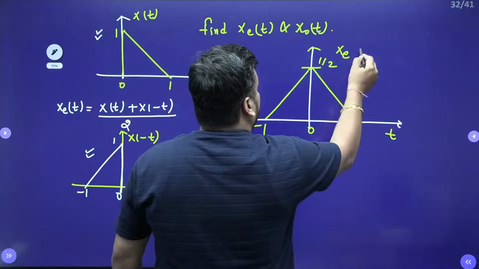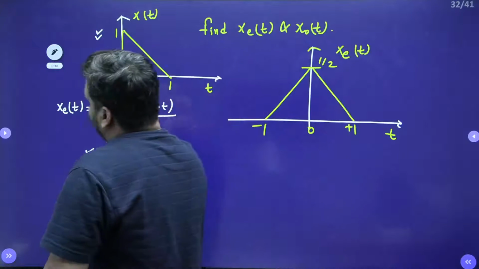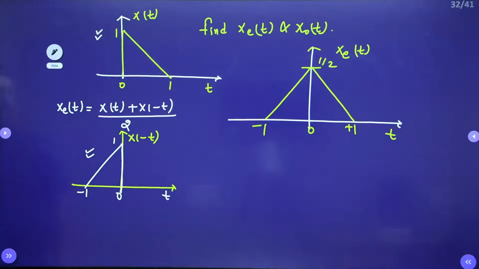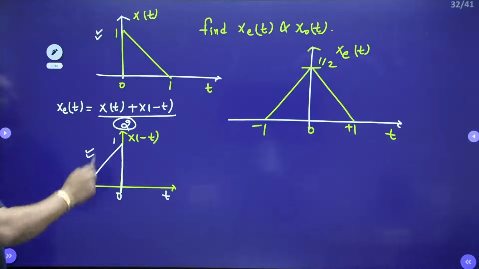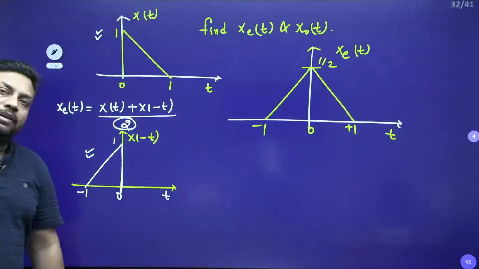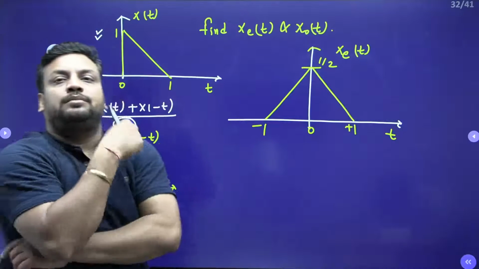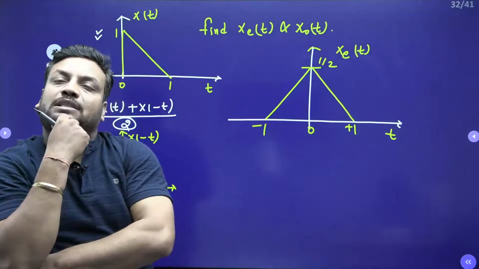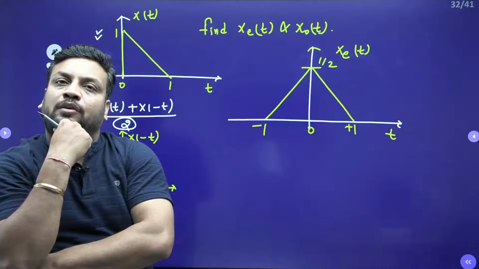So it is nothing but my even component. Is it clear or not? Because when I add, I should also provide the amplitude scaling with half. Whether you agree or not? Say yes or no? Now the examiner can also ask to find out the area of the even component of t.